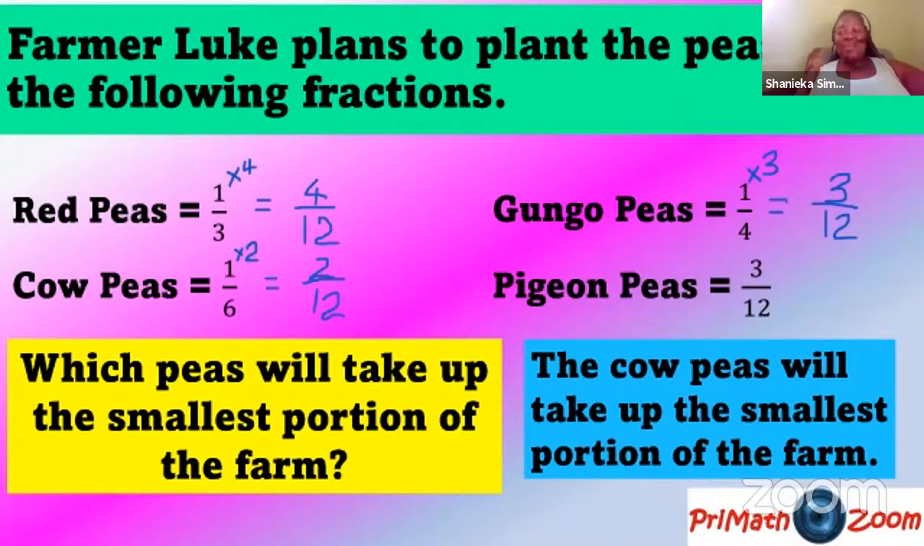And so cowpeas will take up the smallest portion of the farm. All right, great job, guys. Great job. And we're almost at the end, but we have been doing awesome so far. We've been doing great so far.